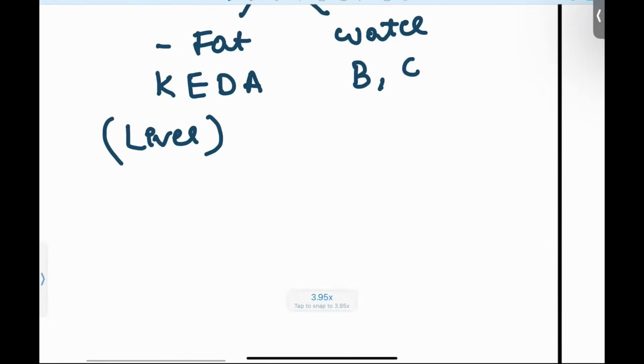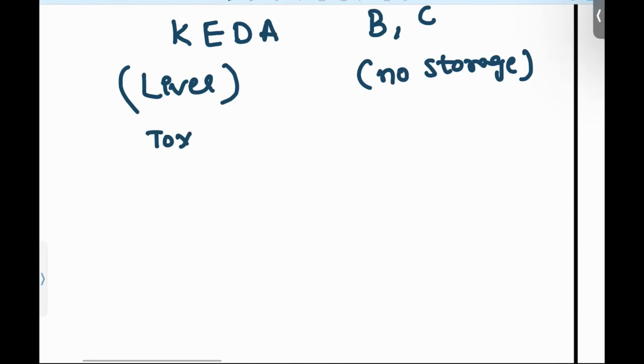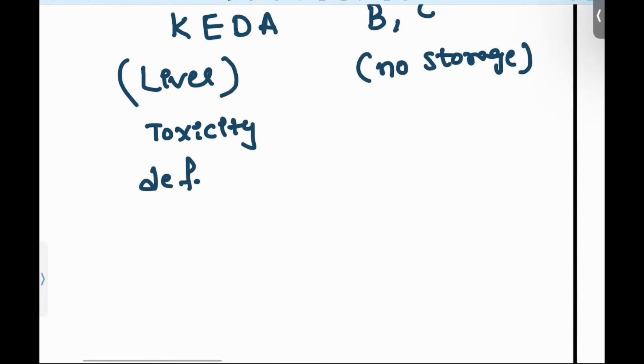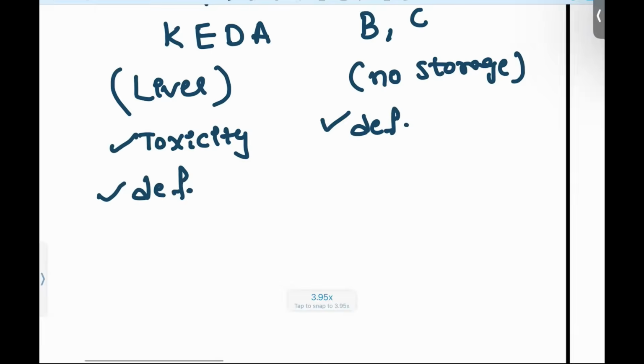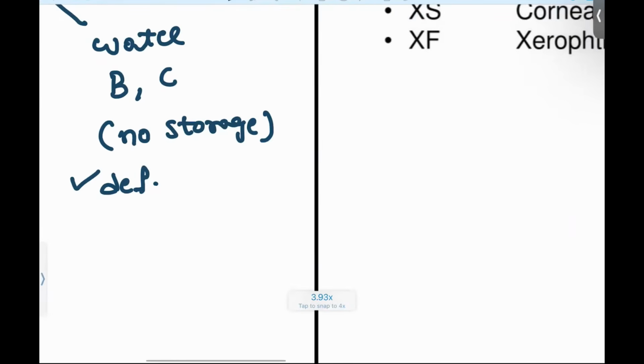We have subclassifications like B1, B2, B3. All of this will be subclassified. And there is no storage form for the water-soluble vitamins. All right. And there is toxicity: a high range of toxicity is seen with the fat-soluble vitamins, and deficiency is also seen. But in the water-soluble vitamins, B and C, there is only deficiency. No toxicity is seen in the water-soluble vitamins because there is no storage itself.